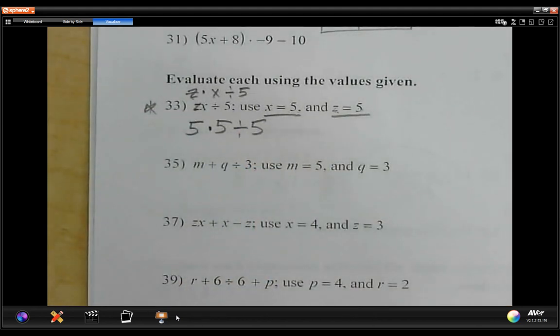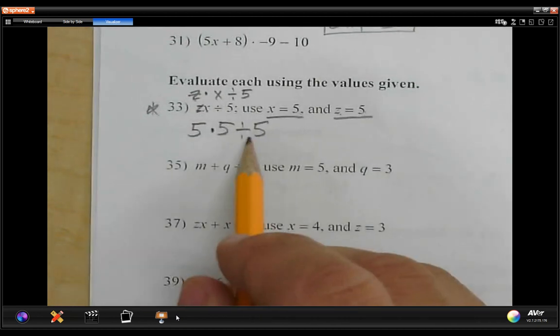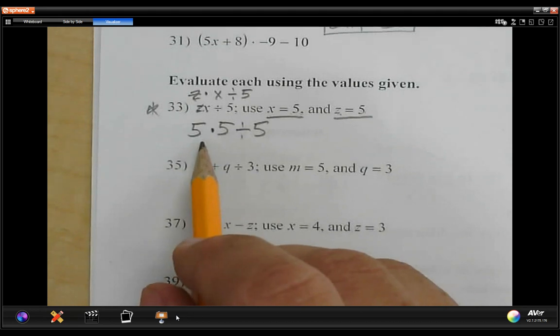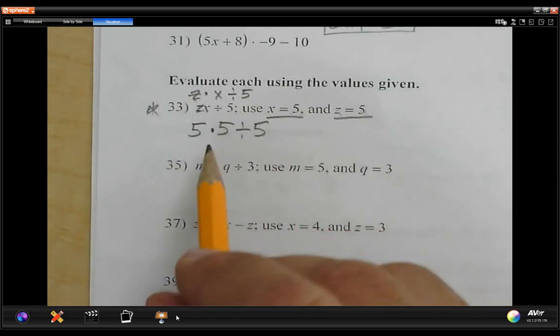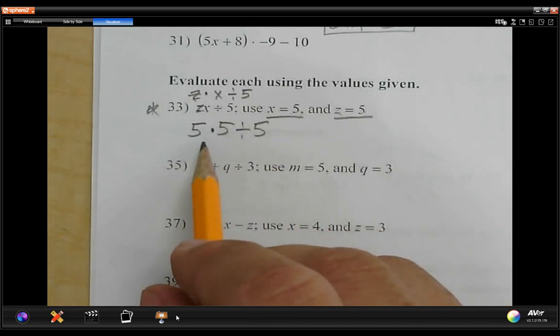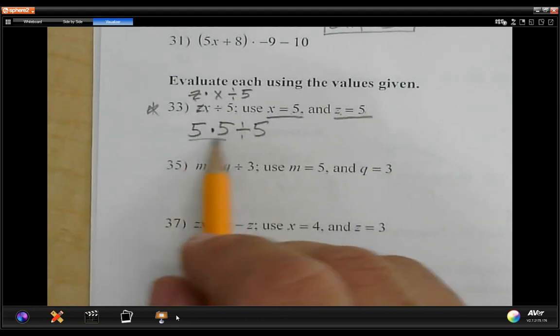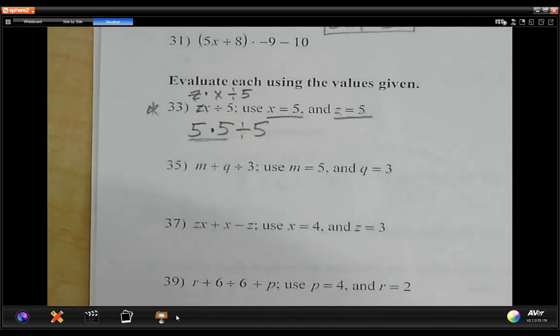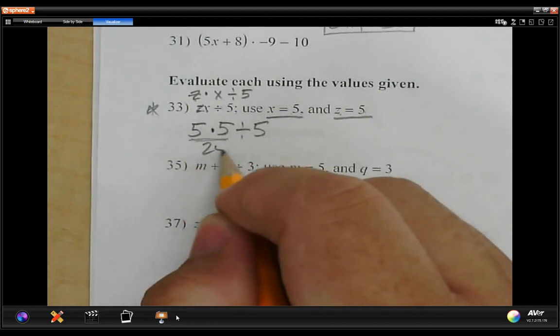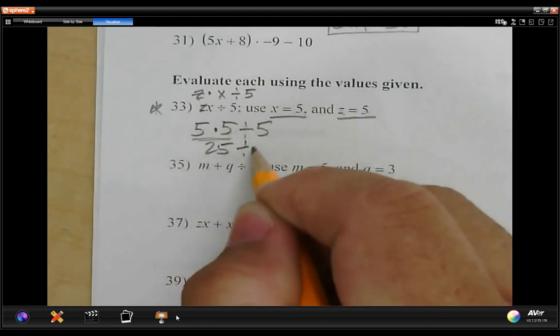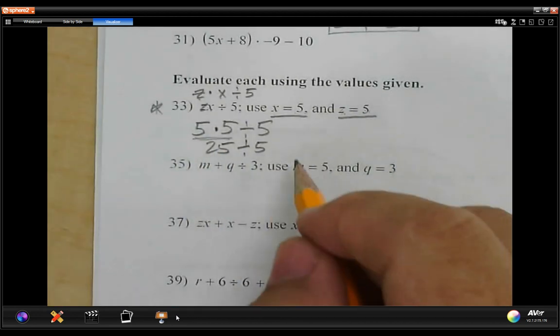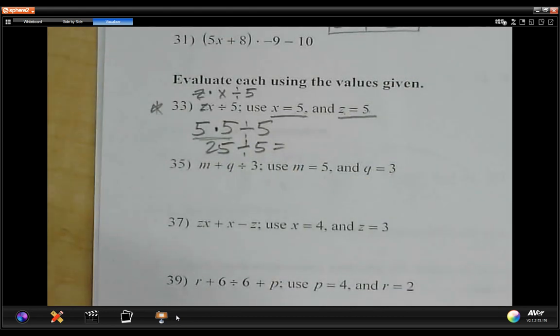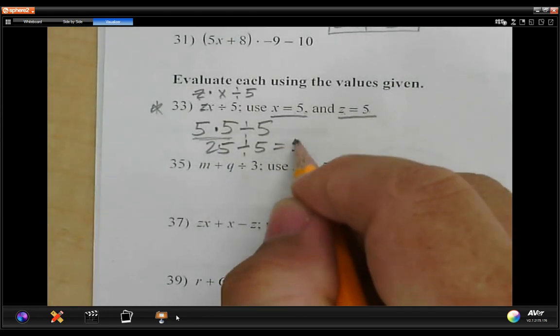Boy, that's a lot of 5s, isn't it? But again, I'm doing the same process over and over and over. So from left to right, I'm looking for, please excuse my dear Aunt Sally, what I should do first. I don't see any parentheses. I don't see any exponents. I do, however, see multiplication right here. So 5 times 5 is 25. And then I'm going to just bring down my divided by 5. So 25 divided by 5 is all I have left. And that will have an answer of 5.